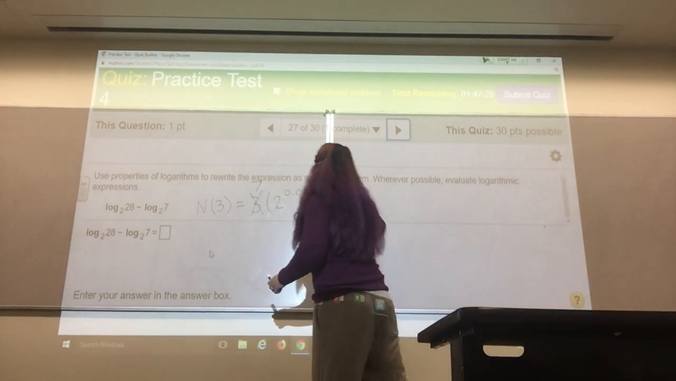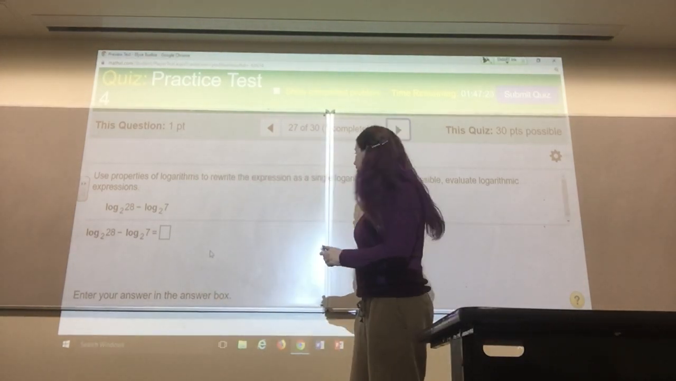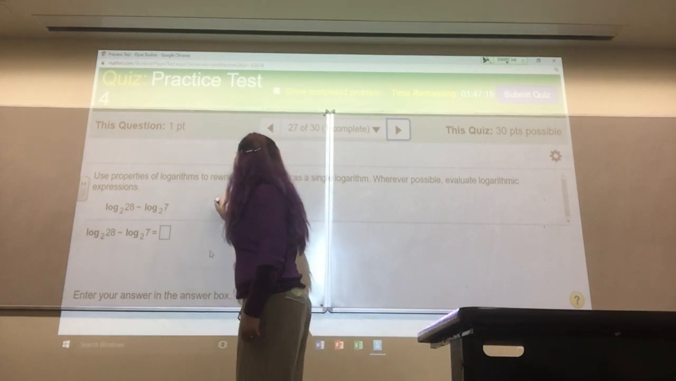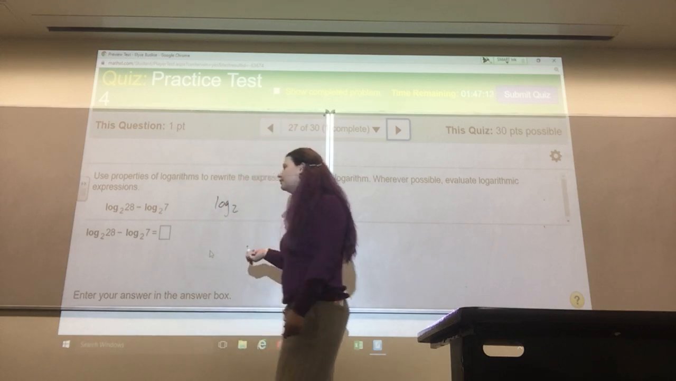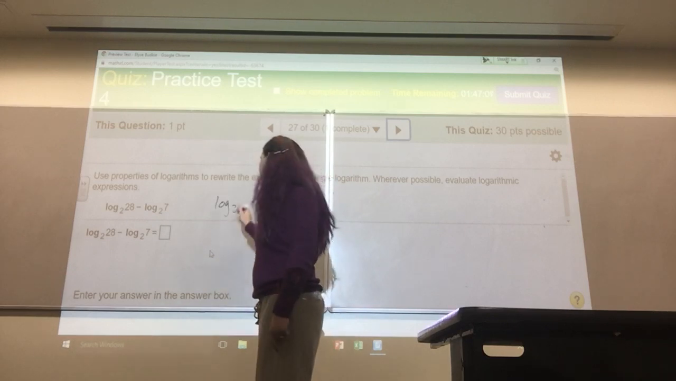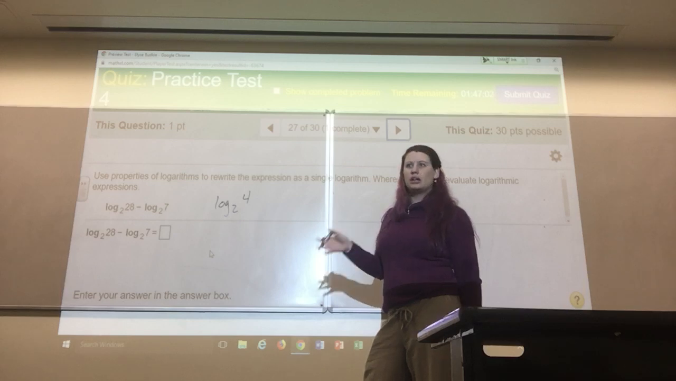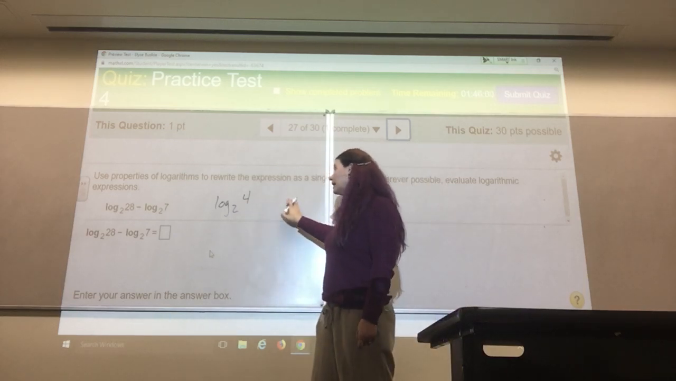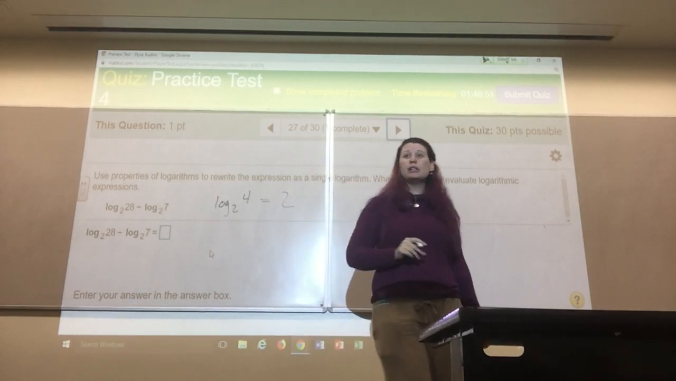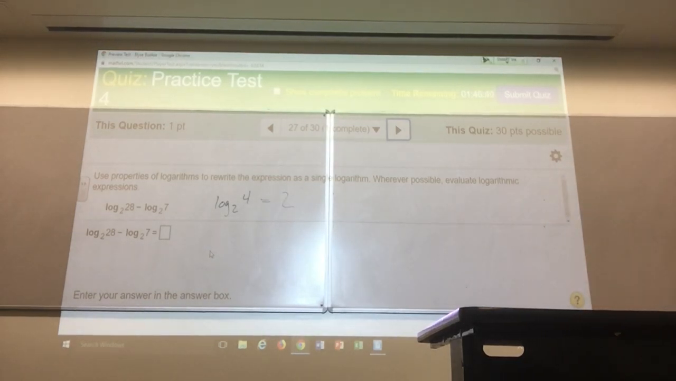So, on this one, because it's subtraction on the outside, we can divide the insides, right? So we have log base 2 of 28 divided by 7, which is 4. Then, what does that log equal? Remember, what equals 4? 2. That's our answer. It's a long, fancy way of writing 2, basically.